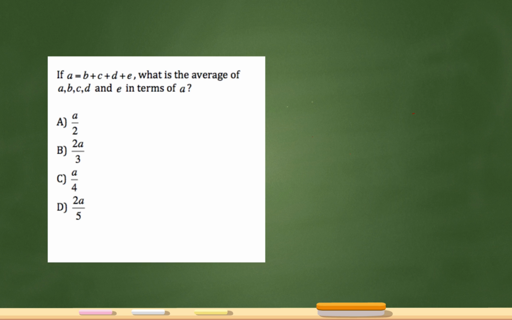A equals B plus C plus D plus E. What is the average of A, B, C, D, and E in terms of A? Okay, so I'm trying to figure out the average of A, B, C, D, and E in terms of A. I'm going to do this problem a little bit differently.